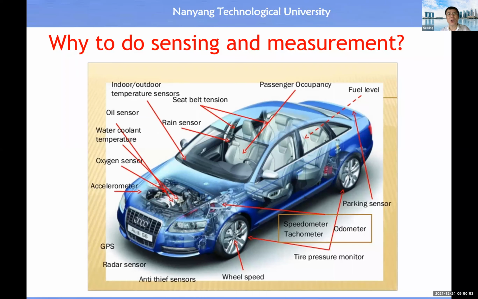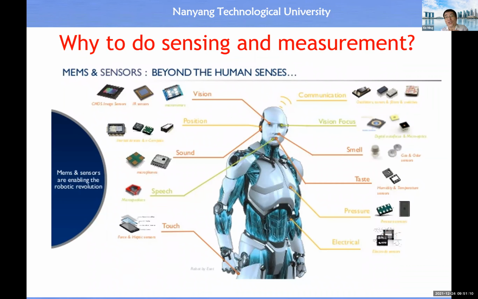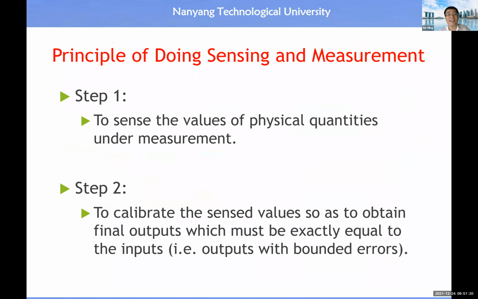Then you may want to know, why do we need to do automatic sensing and measurement? The answer is we want to change the world. We want to invent intelligent machines, intelligent products, intelligent systems, etc. For example, a smart car. Then we need to have a lot of automatic sensors, not a human being to do the measurement. We want to develop a smart robot in which we want to have automatic sensors, not manually operated sensors, right?